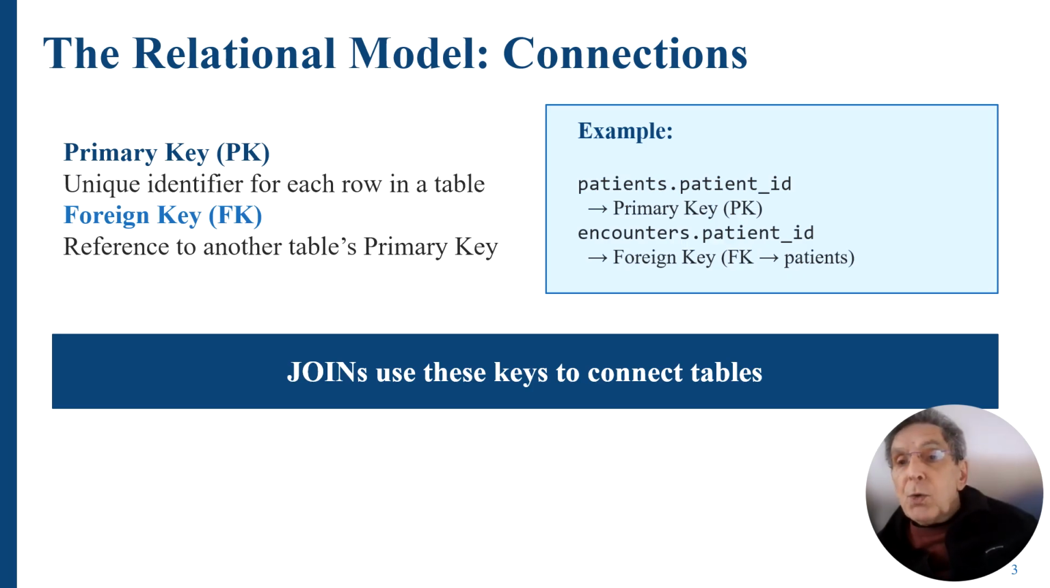Before we dive into the join syntax, we need to understand the foundation: the keys. A primary key, or PK, is a column that uniquely identifies each row in a table. In our patients table, patient ID is the primary key. Remember the rules: no 2 patients can have the same primary key. A foreign key, or FK, is a column in one table that references the primary key of another table. So in our encounters table, patient ID is a foreign key that points back to the patients table.